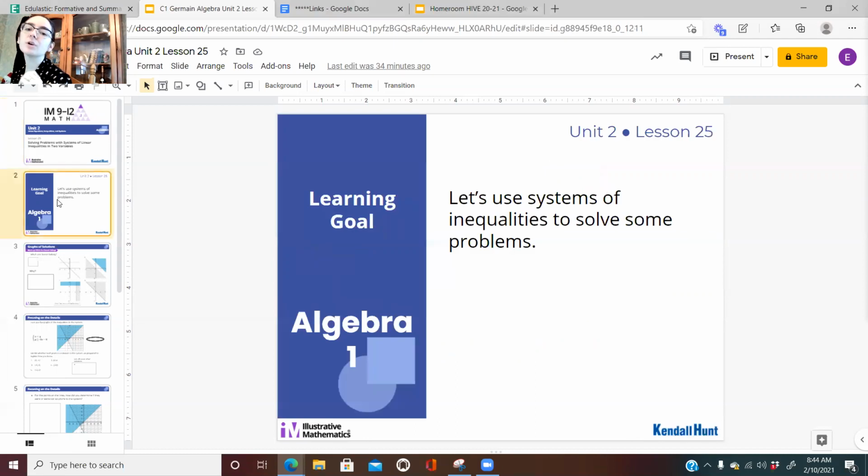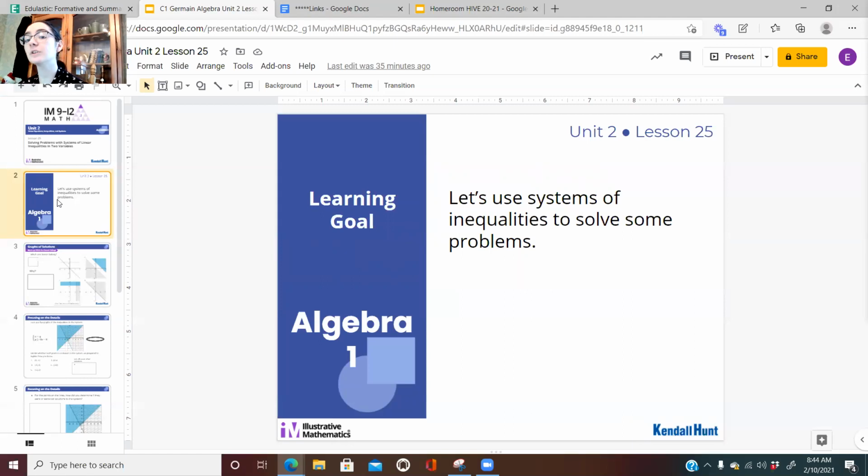So let's look at our learning goal for the day. Today is the last day of learning for this unit. We're moving into a new unit, not next week, but the week after, because we're doing an IAB next week. The last learning goal for this unit is that we're going to be using systems of inequalities to solve some problems. That's all we're going to be doing today.